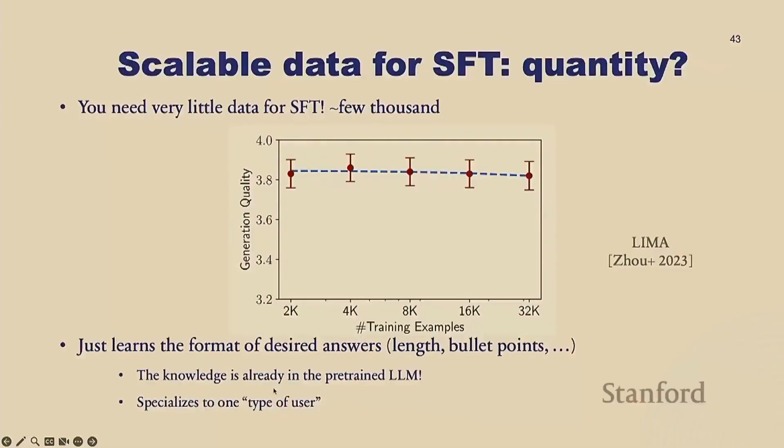So you're not actually teaching it anything through this SFT, supervised fine-tuning. All you do is tell the model to optimize for one type of user that it saw already in the pre-trained data set. So the knowledge is already in the pre-trained LLM, and you basically just specialize to one type of user.